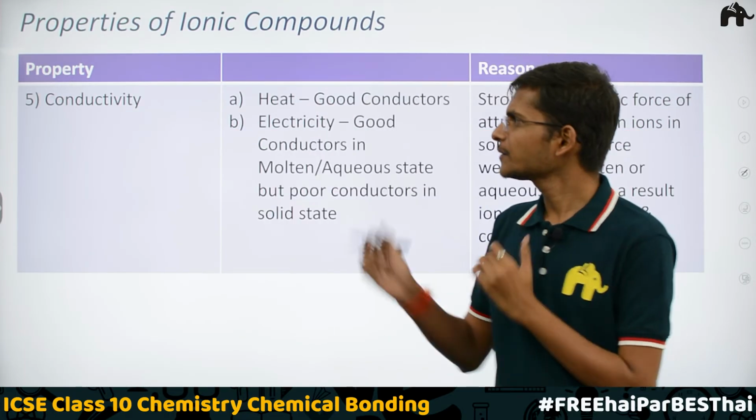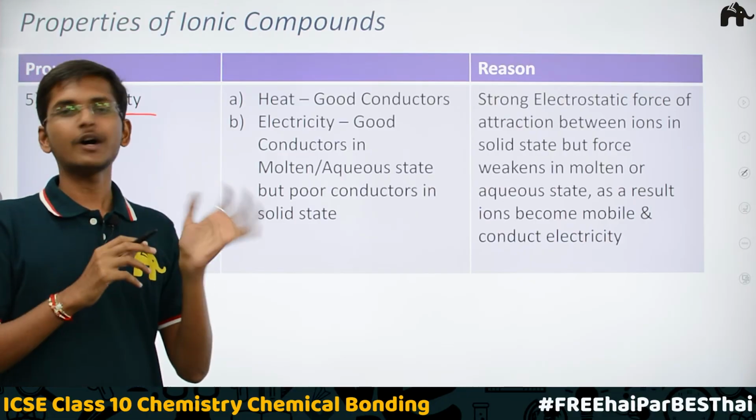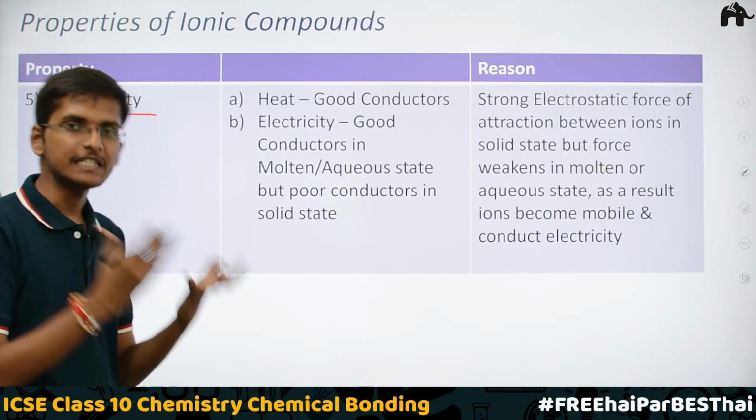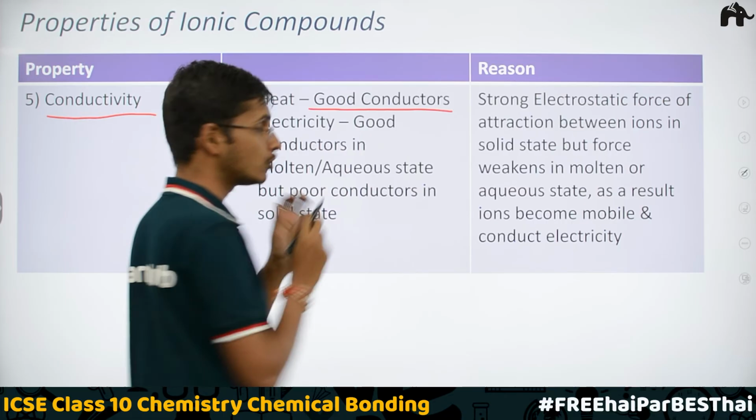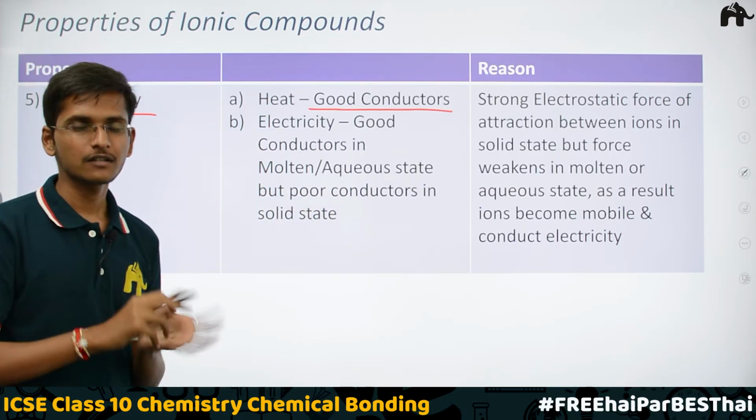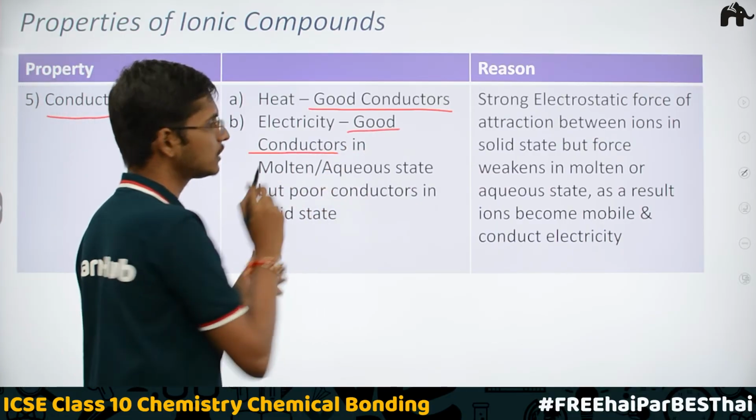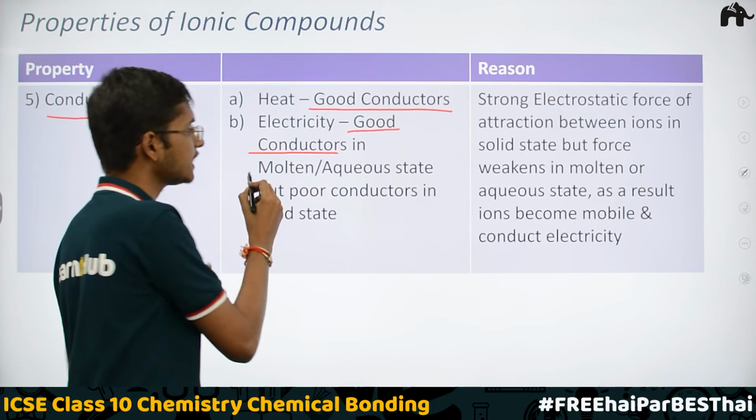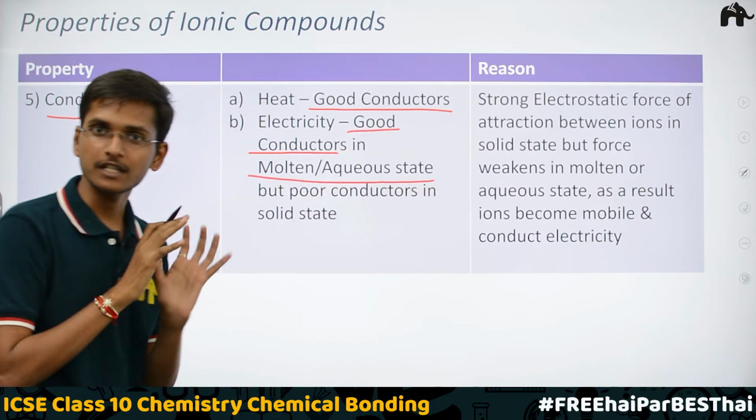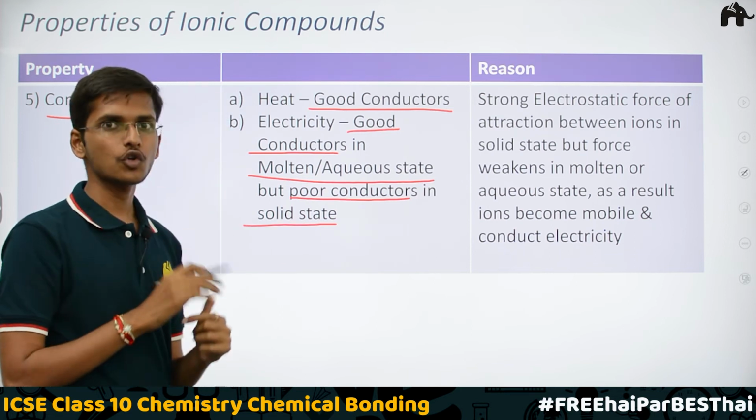So the next property is conductivity. First is heat. Do ionic compounds conduct heat? Yes, very well, they are good conductors of heat. But now moving to the case of electricity, there is a twist in the story. These ionic compounds are good conductors of electricity when they are in the molten and aqueous state, but they are poor conductors when they are in the solid state.